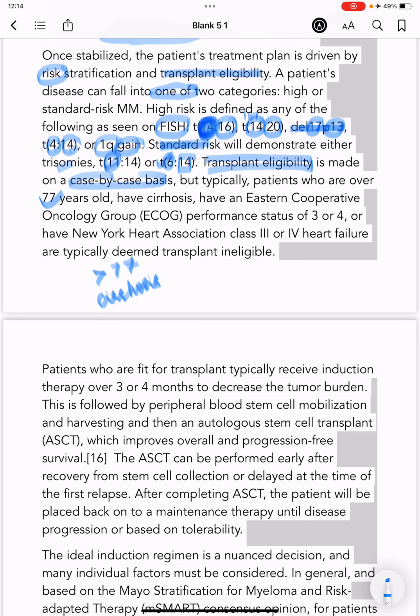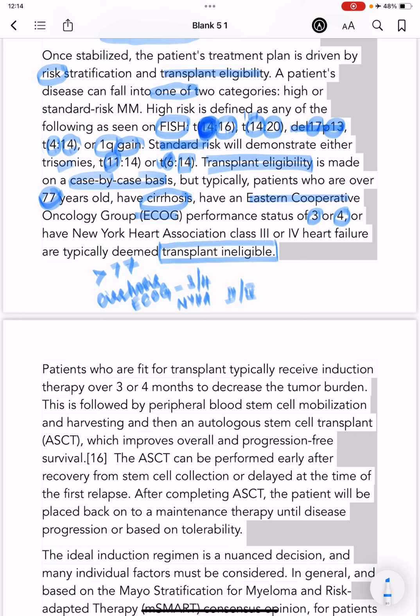and Eastern Cooperative Oncology Group performance status of 3 or 4, or who have New York Heart Association class 3 or 4 heart failure. So these patients are transplant ineligible.